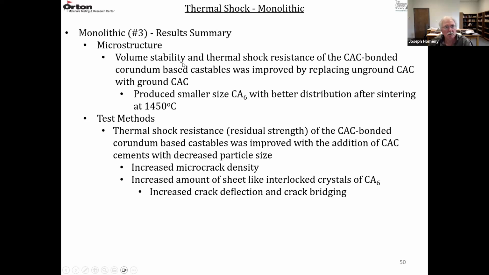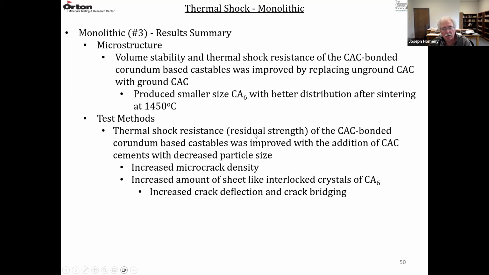So for the microstructure, volume stability and thermal shock resistance of the CAC bonded corundum or alumina-based castables was improved by replacing the cement with a finer particle size. So they replaced the unground CAC with a ground CAC. So going to finer particle size cement increased the thermal shock resistance, and that produced smaller CAC crystals with a better distribution. And those were the microstructures after sintering at 1450 degrees C.